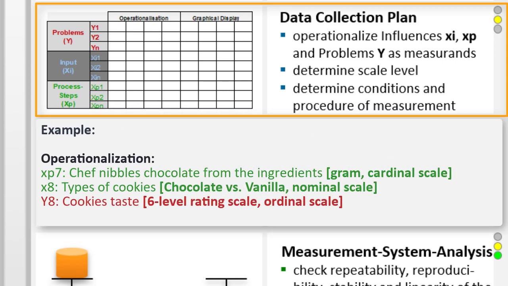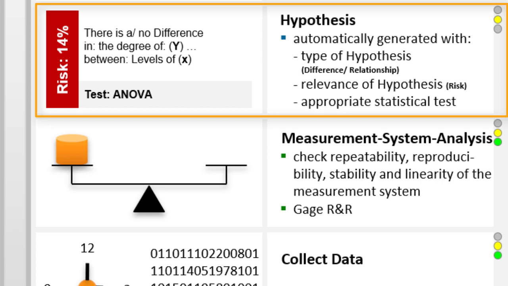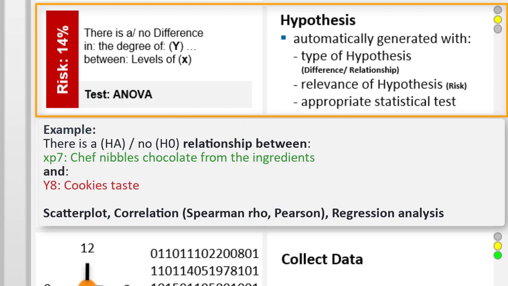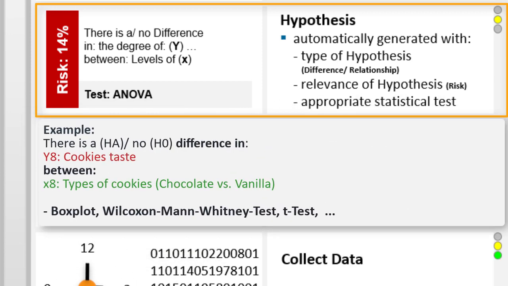Now the prioritized influences and problems from the cause and effect matrix are operationalized in the data collection plan. This means that the corresponding measurements and their units of measurement are specified, as well as their scale level as cardinal, ordinal, or nominal. Based on this operationalization, the statistical hypothesis for X and Y can be formulated, either as relationship hypothesis, there is a or no relationship between X and Y, or a difference hypothesis, there is a or no difference in Y's between levels of X. The hypothesis and the scale level of X and Y determine the appropriate graphical representations and the appropriate statistical tests.